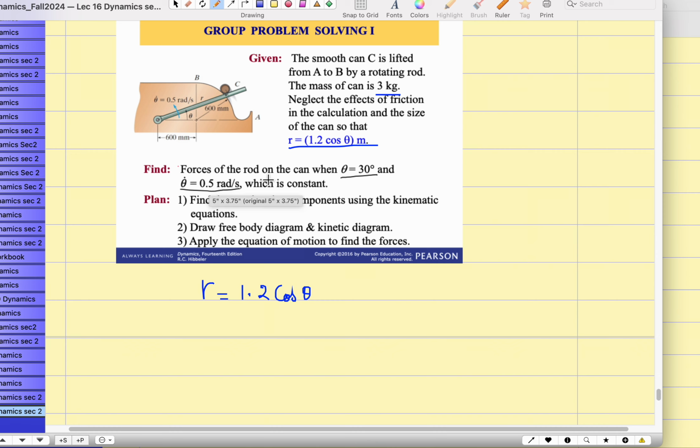You have to find out the forces of the rod on the can. So let me show you the forces. This is my radial vector, agreed? This is the radial unit vector, and perpendicular to the radial unit vector is the transversal unit vector.